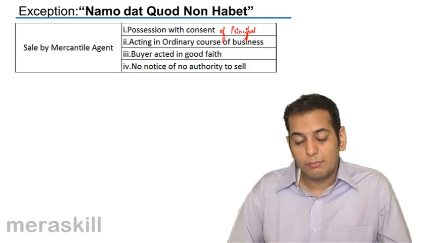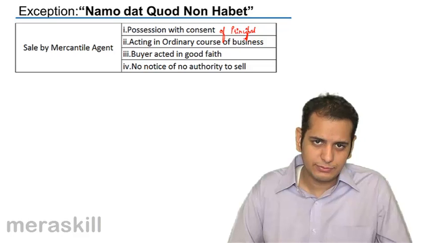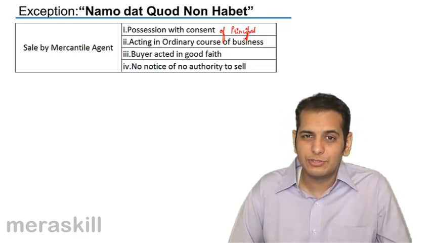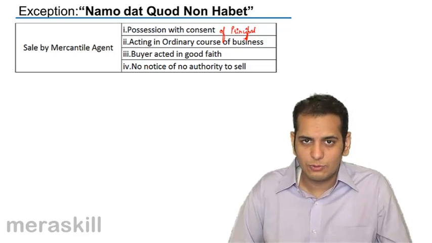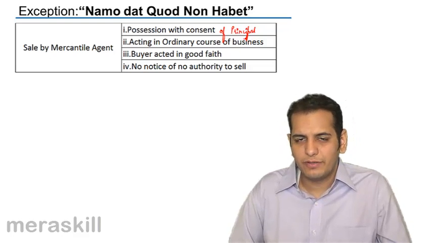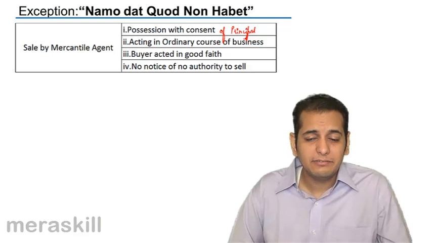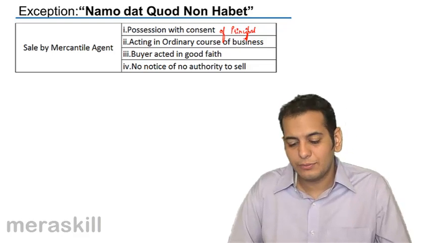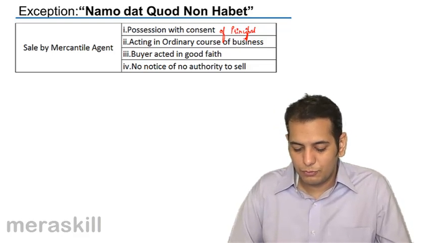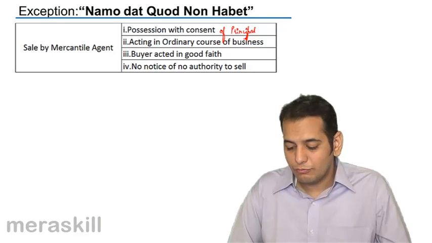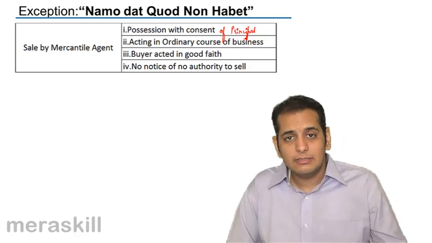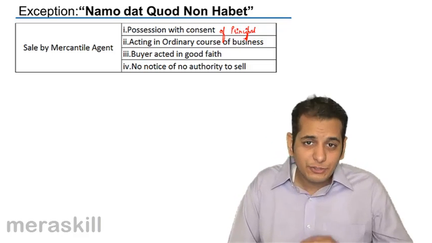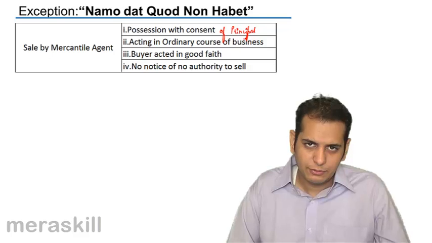Third, the buyer has acted in good faith. The buyer does not know that the mercantile agent is not the actual owner, yet he acts in good faith, he believes that he is the owner and purchases in good faith without any doubt. Fourth, no notice of no authority to sell. The agent should have the authority to sell.